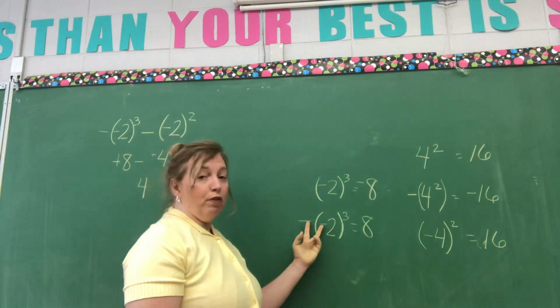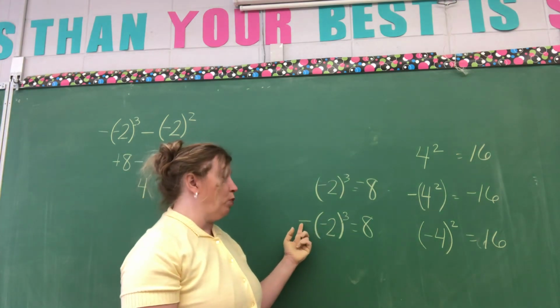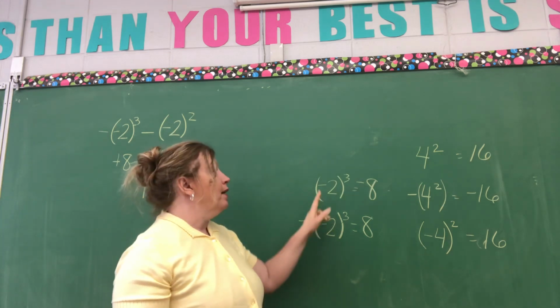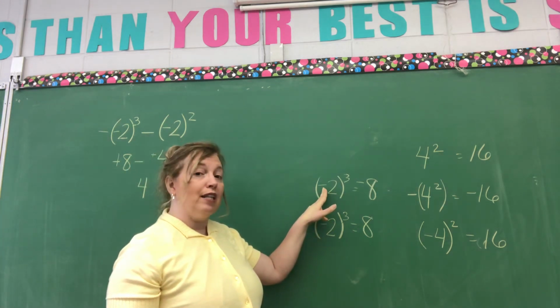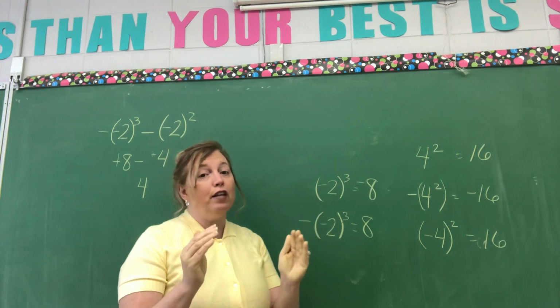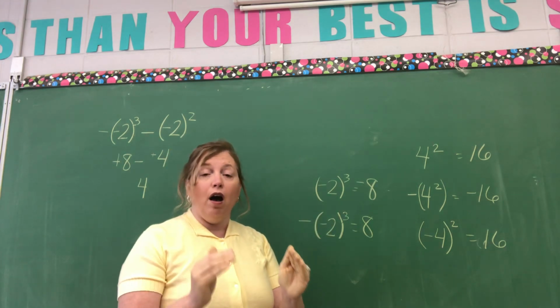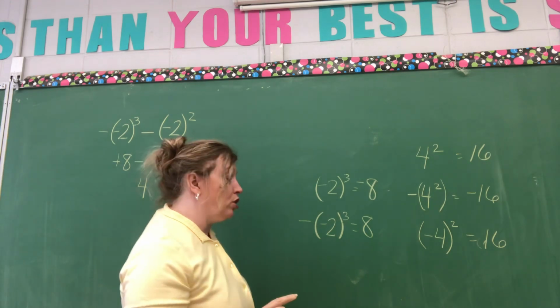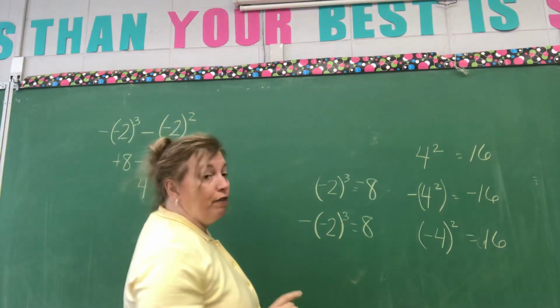When you have both of these signs, or even just have the one on the outside, it simply means the opposite of it, okay? If the negative sign is on the inside of the parentheses, then you're finding the cube or the square of a negative number. So make sure you pay close attention to those negative numbers.